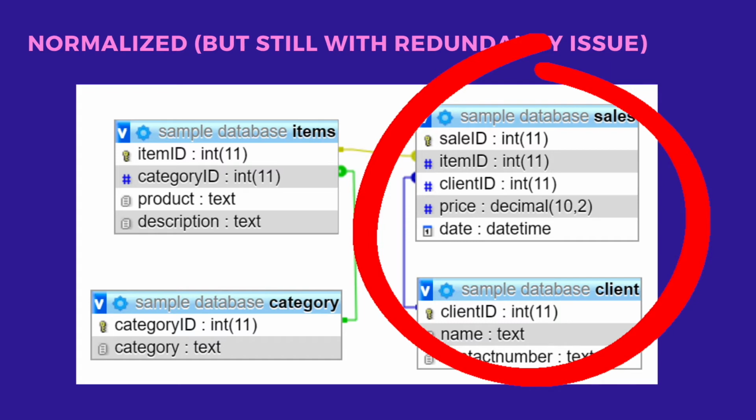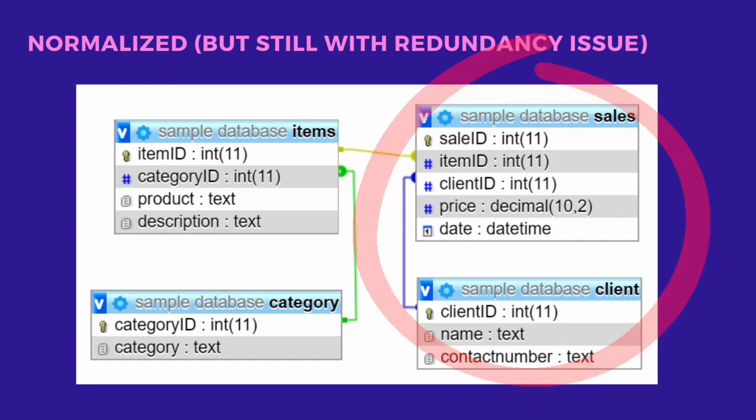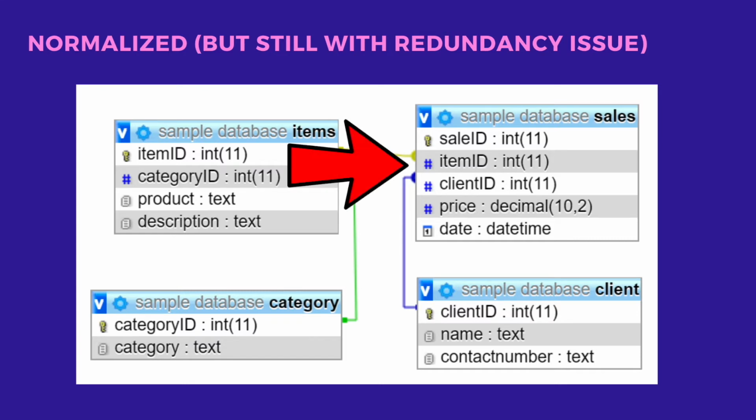So in this table, you will know that, for example, for sale ID 1, the client ID 100 bought item ID 50. So this table will show you that in one row of information, you have the item that was bought by a certain client at a specific price and on a certain date. The problem is there will be a redundancy issue on this part of your table, since what if one client bought 2 or more items? So we will solve this redundancy later on in our next topic.